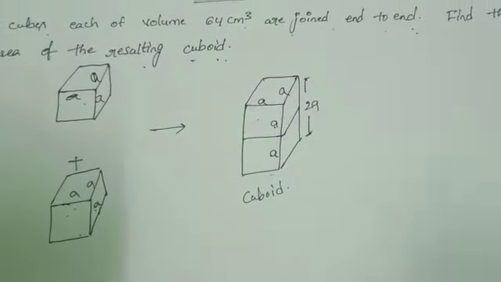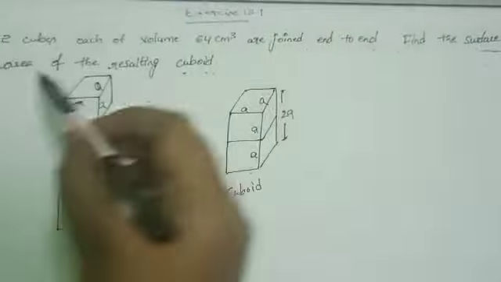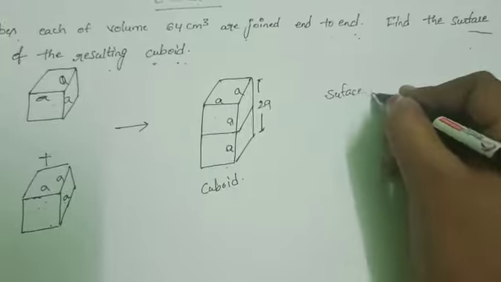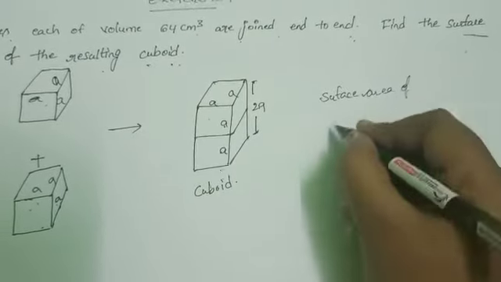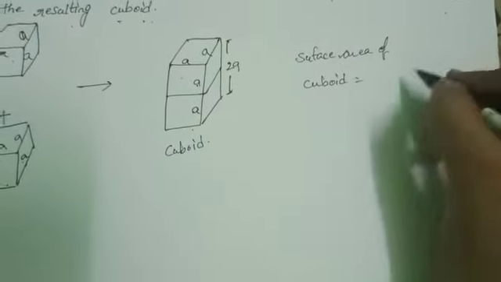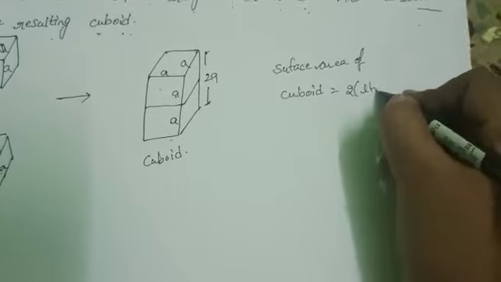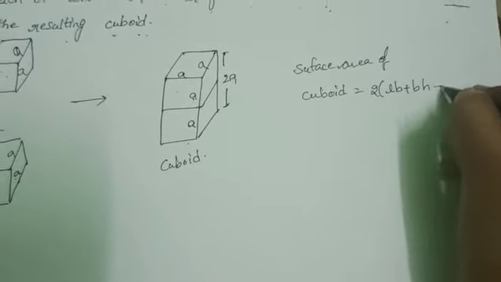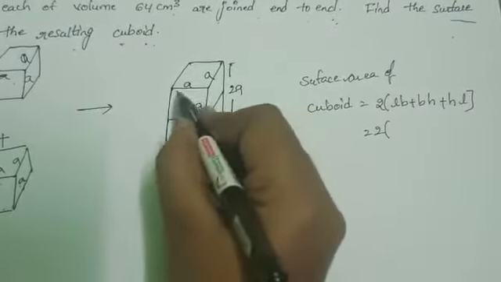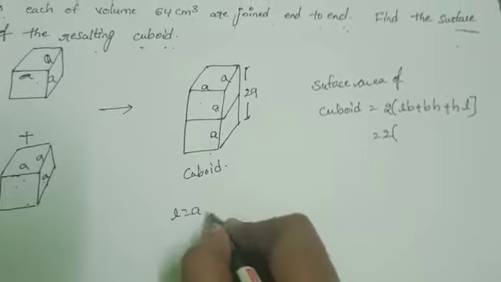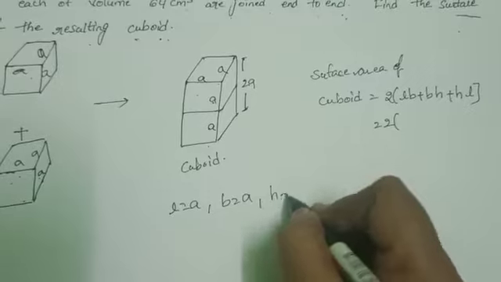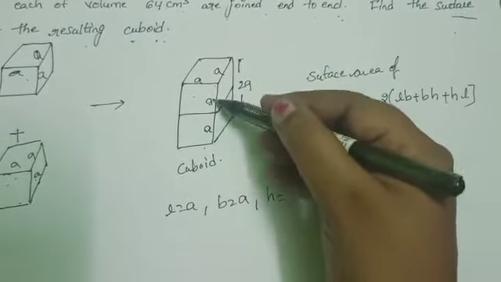Clear? Here we have to find the surface area. Therefore, surface area of cuboid. What is the formula for surface area of cuboid? 2 into length into breadth, breadth into height, height into length. 2 into, here length equal to A, breadth equal to A units, and height equal to 2A.